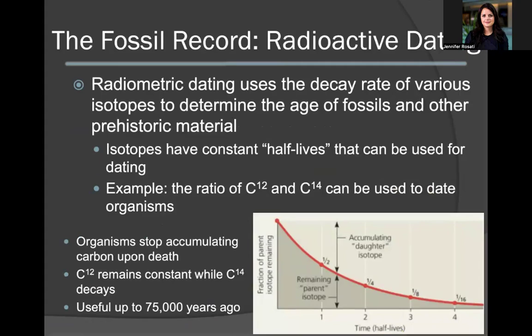Isotopes typically have a rate of decay or half-life that can be used for dating. For instance, we can look at the ratio of carbon-12 to carbon-14 in order to date organisms. Organisms typically stop accumulating carbon upon death. This means that upon death the amount of C12 remains constant, while the C14 decays. However, there is a limitation to this carbon dating as it is only useful for up to 75,000 years in history.